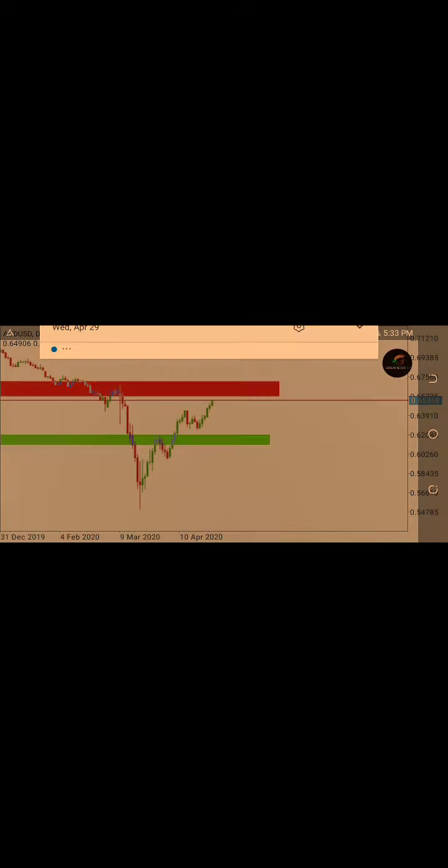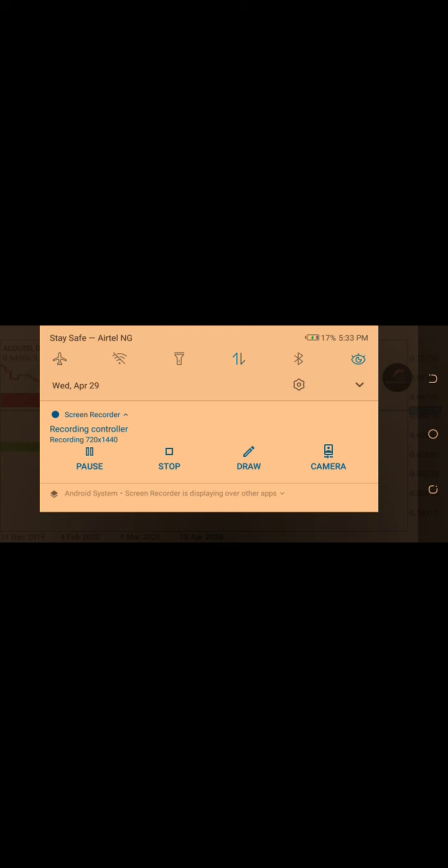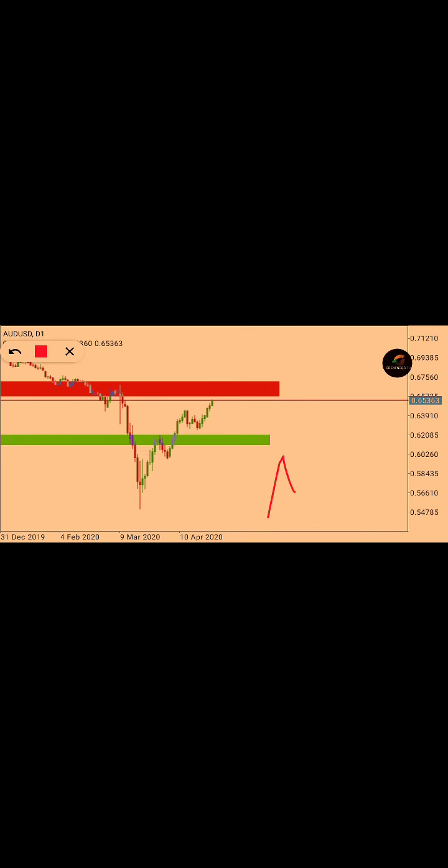Now let me make use of these two and explain what I mean to you. If the market is moving in impulse correction, impulse correction, impulse correction. Now let me draw it again. Impulse correction, impulse correction, impulse correction. Just the way it's moving now.